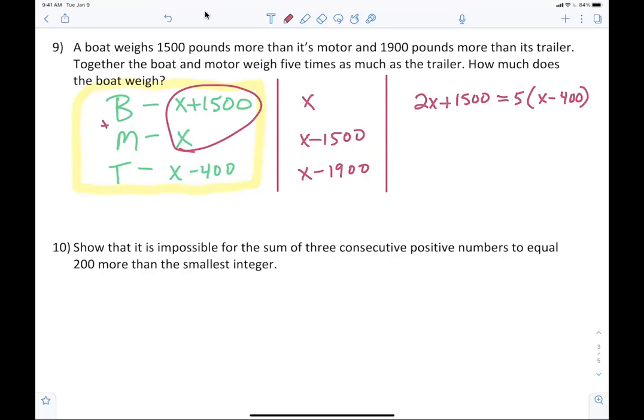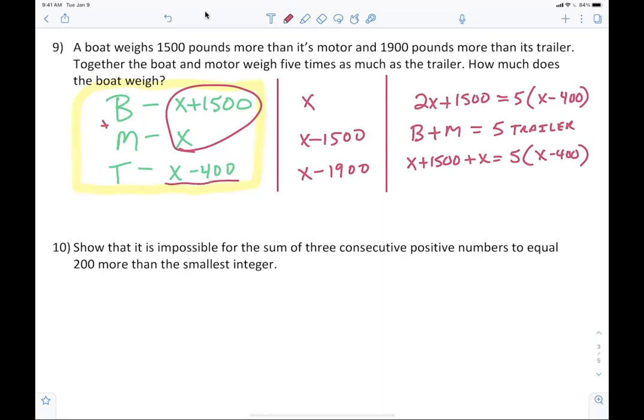Good for you. You got a question? Wait, so you got 2X because you counted how many? So we added the boat and the motor. So it was the boat plus the motor equals 5 times the trailer. You with me? So what's the boat and the motor? X plus 1,500 plus X equals 5 times X minus 400. Is that a better explanation? Yeah, but what about the trailer? The trailer weighs X minus 400. Oh, so that's why this is 5 times that.